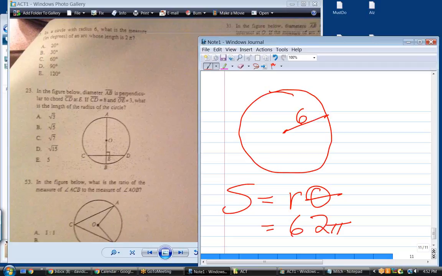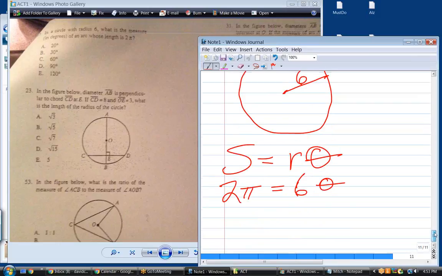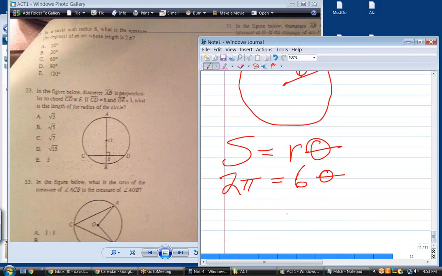Hold on. What is the measure of an arc whose length is 2 pi? So S is 2 pi. In other words, starting from the general formula, the length of the arc is 2 pi, so I'm going to put 2 pi over there. R is 6, and I need to come up with theta. Theta is going to be in radians. What is it in radians? It's just pi over 3.